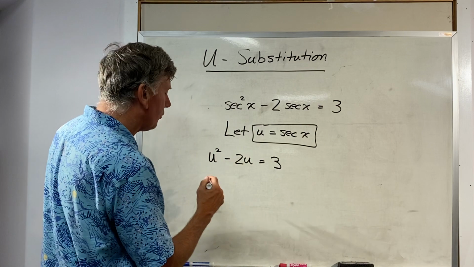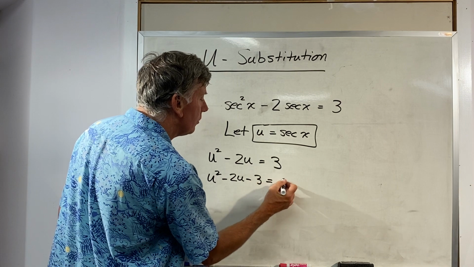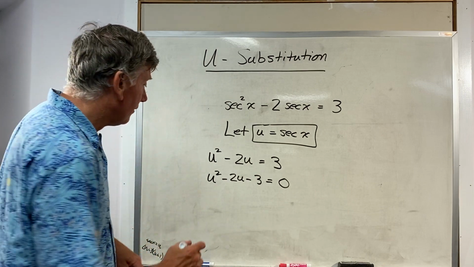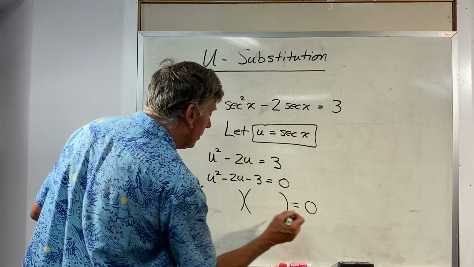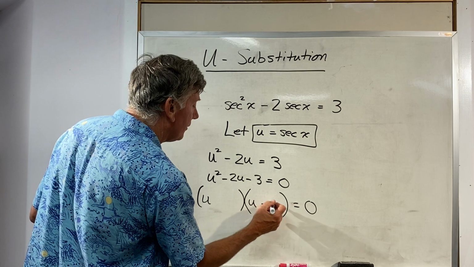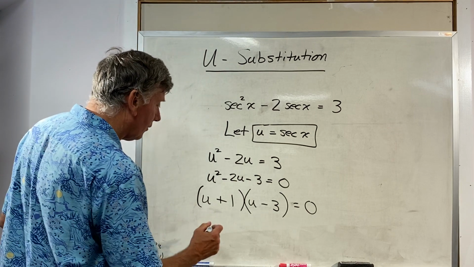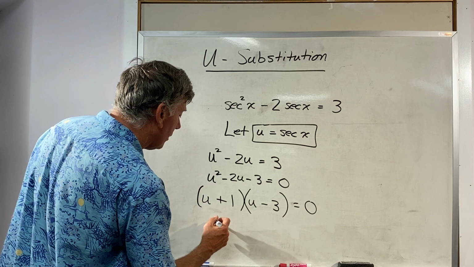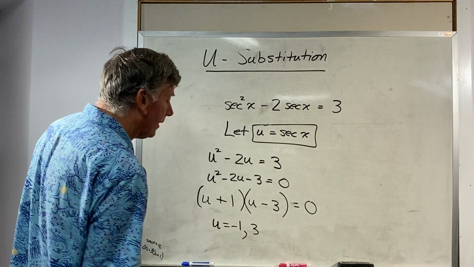If I move this 3 over to the other side, I have u squared minus 2u minus 3 is equal to 0. And that means that's something that I can factor. I'm going to put a u there and a u there, a minus 3 here and a plus 1 here. And when I solve this for what u has to be for this to work, I get u is equal to either -1 or 3.